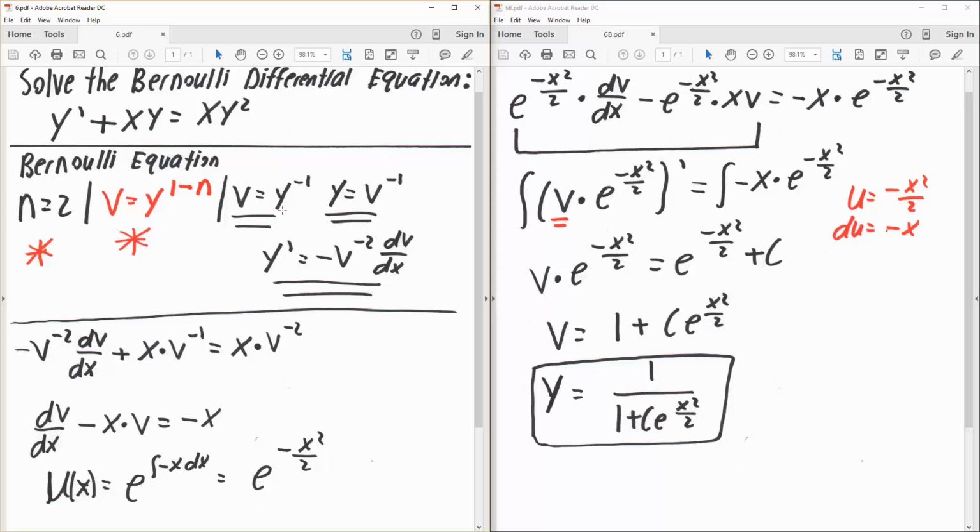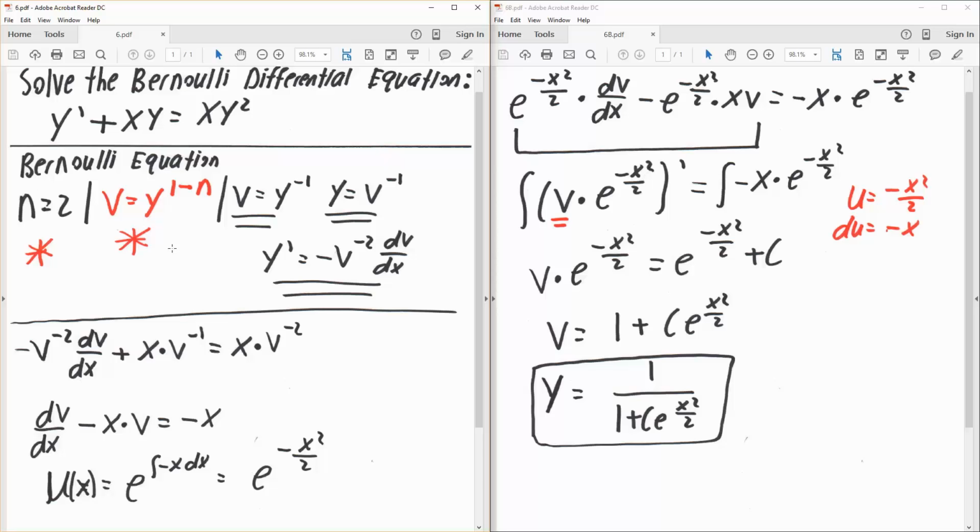But instead of saying that, we could say y is equal to v raised to negative 1. Because if we multiply by negative 1 here and multiply by negative 1 here, we would get y is equal to v raised to negative 1. The next thing we want to do is get y prime. So y prime is equal to negative v raised to negative 2 dv dx. So this is important to note. And these two things are important to note if you're going to do a Bernoulli differential equation.